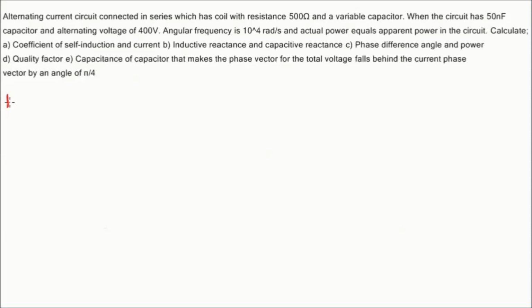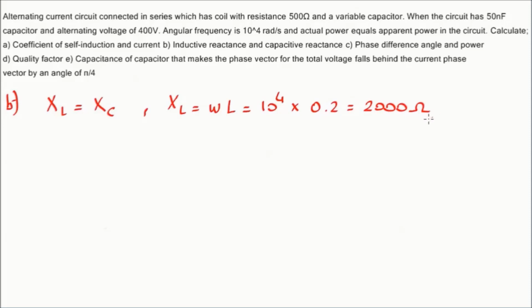And B says inductive reactance and capacitive reactance. When the circuit is in resonance, it means XL equal XC. If I calculate one of them, that means I have already calculated both. So let's calculate XL. XL equal omega times L. Omega is 10 to 4 times L is 0.2. So the result is going to be 2000 ohm. And this one is also equal to XC.